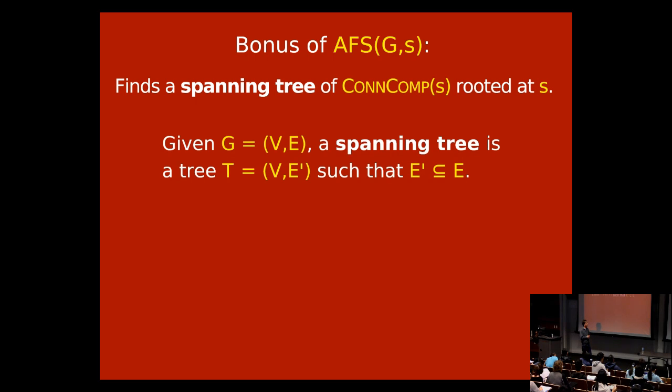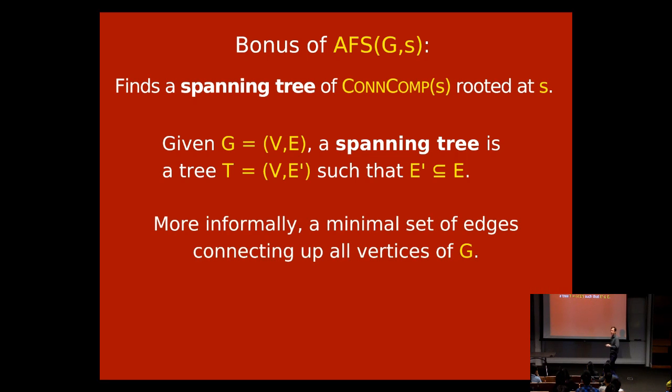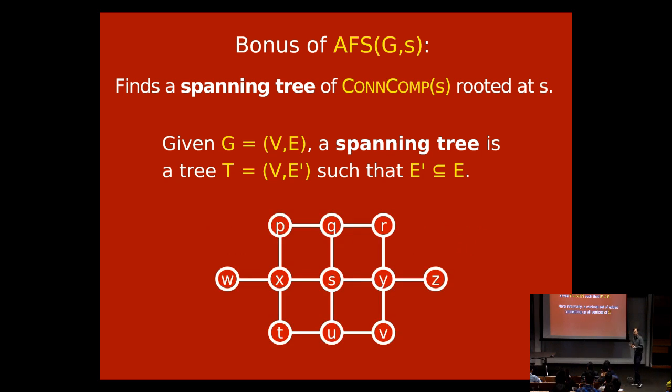So what is a spanning tree? A spanning tree of a connected graph is just a subset of the edges, which is a tree, and uses all the vertices. Okay, so it's just a tree on the same set of vertices and using a subset of the edges. Maybe more informally, it's a minimal set of edges that connect up all the vertices of G.